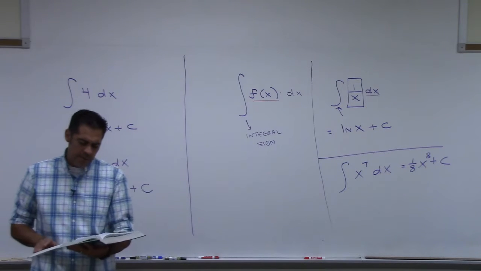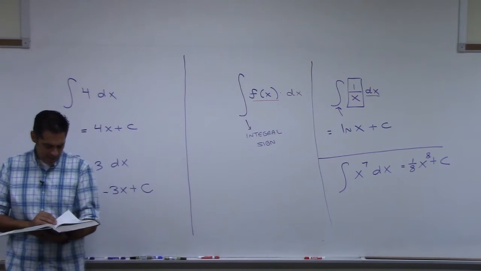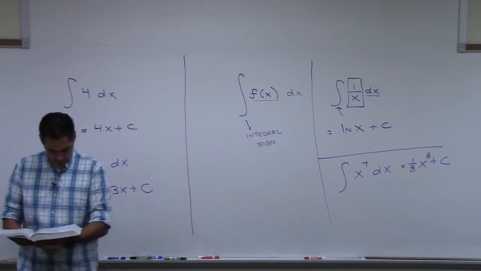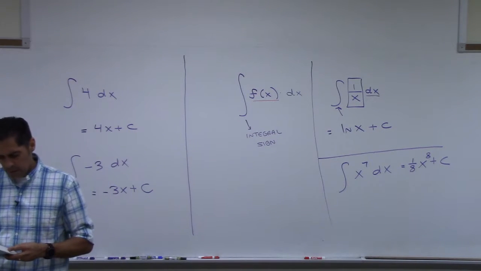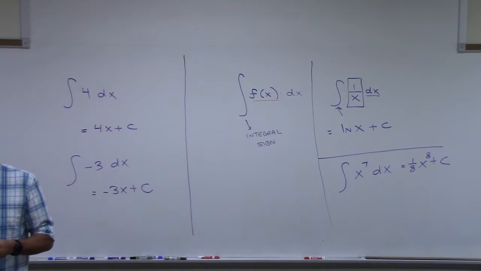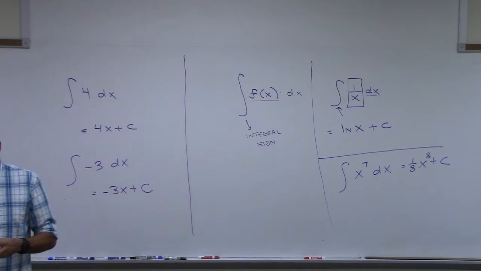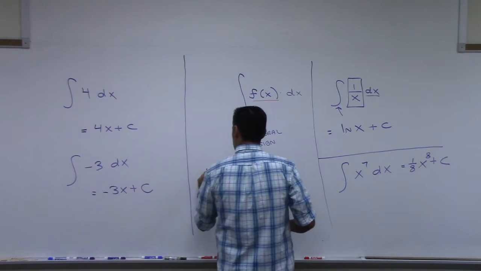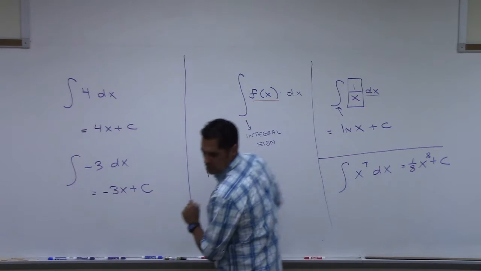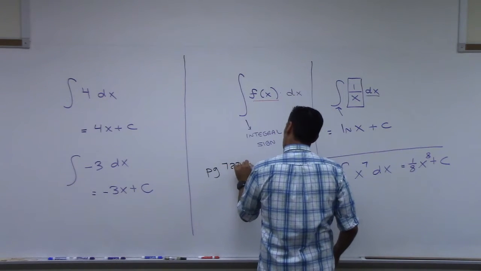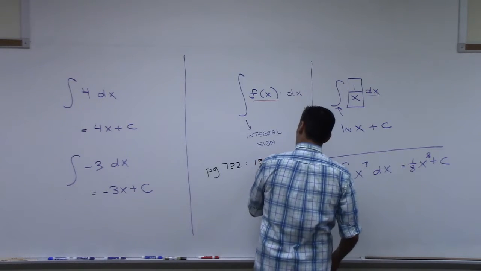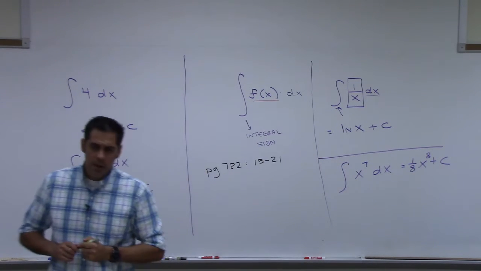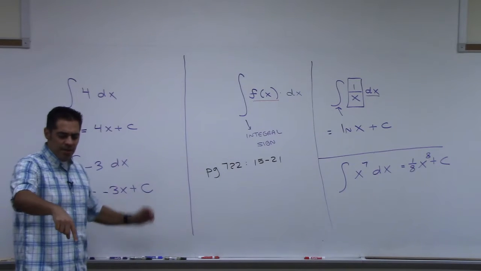And then in terms of the antiderivatives, we're kind of still fresh in this. So maybe just do page 722. How about 15 through 21? 722, I just do them all. 15 through 21.